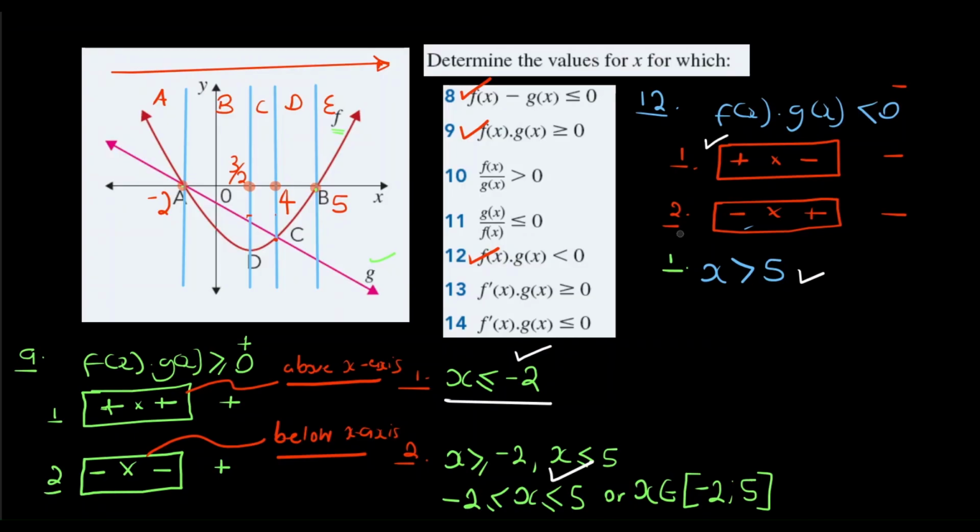So let's move on to scenario number 2. For scenario number 2, we need to find an area where the graph of f is below and the graph of g is above. Area A, they're both above. Area B and C and D, they're both below. And area E, you can see f is above and g is below. So really there's no area where the graph of f is below while the graph of g is above. So really scenario 2 is non-existent. So the only answer we'll have is x is greater than 5.